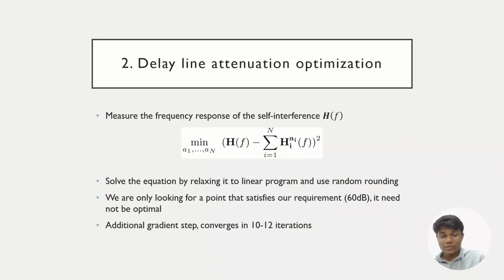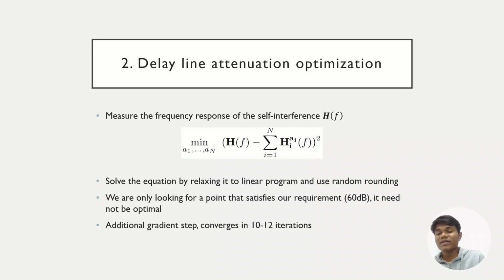Then, the good part of our approach here is that we are only looking for a point that satisfies our requirement, that it achieves 60 dB of analog cancellation. We are not looking for the absolute best possible analog cancellation here. Just give us what we want and we are happy. So we get there and happy. And by the time that happens, we have only used a small amount of computation.